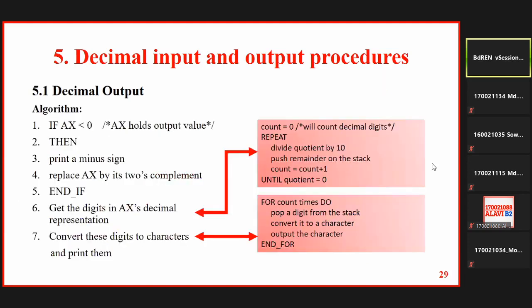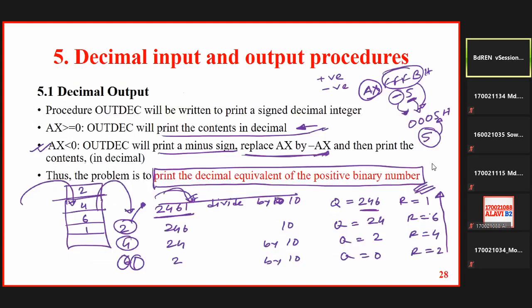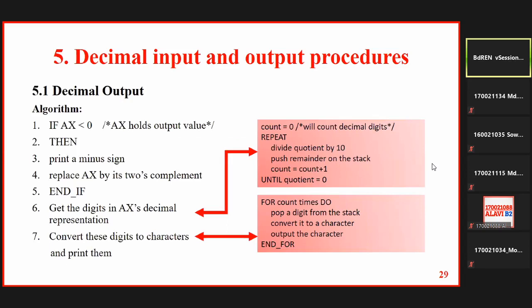After doing all this operation, every time we'll push it, then after popping, we convert this 2461 to the corresponding ASCII, because if we want to print, every time we need to make that an ASCII value. So the corresponding ASCII value, then after that we'll just print that one by one. So here I've just written the pseudo code, you can say, or the algorithm.